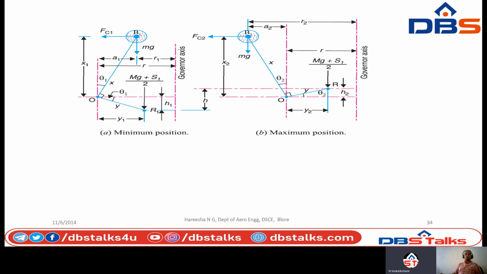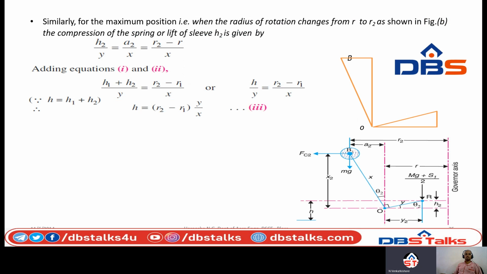Similarly, for the maximum position, that is when the radius of rotation changes from R to R2, as shown in figure B, the compression of the spring or lift of the sleeve H2 is given by H2 by Y is equal to A2 by X, that is A2 is R2 minus R by X. By adding these two equations, H1 plus H2 by Y is equal to R2 minus R1 by X, or H by Y is equal to R2 minus R1 by X. Simply, we call H1 plus H2 as H. So H is equal to R2 minus R1 by X into Y.